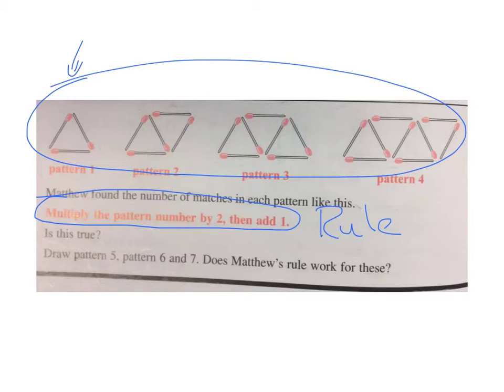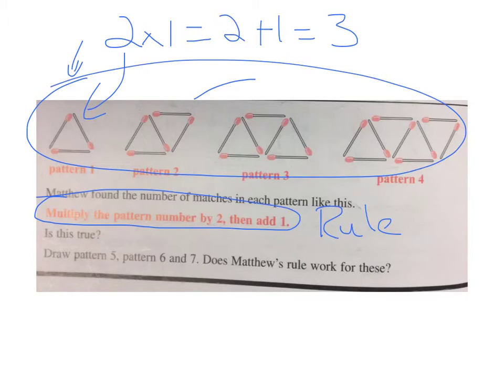what we can do first, rather than looking at whether it drawn pattern 5, 6 or 7, we can very quickly determine from the ones we already have here whether it's going to work or not. Multiply the pattern number by 2. Pattern number here in this case is 1, so I'm going to go 2 times 1, which is equal to 2, and then add 1 makes plus 1 equals 3. That works for that one. Let's have a look at for this one.